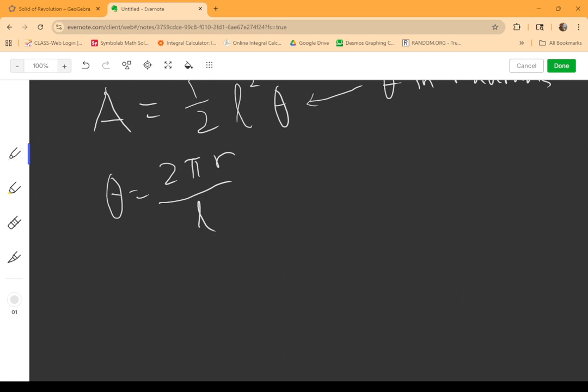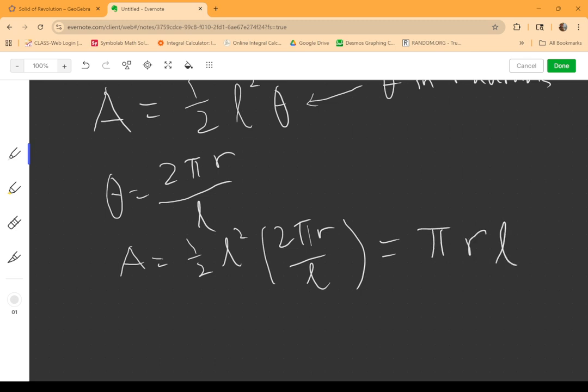Okay, so now I can simplify my area formula to be 1/2 L squared, and then theta is 2 pi r over L, which just reduces to pi r L. Okay, nice. So in terms of R and L, I don't have to worry about any kind of angle. We still haven't gotten to the particular problem that we wanted to solve, but we'll get there.